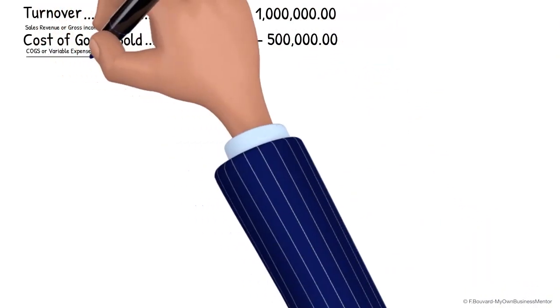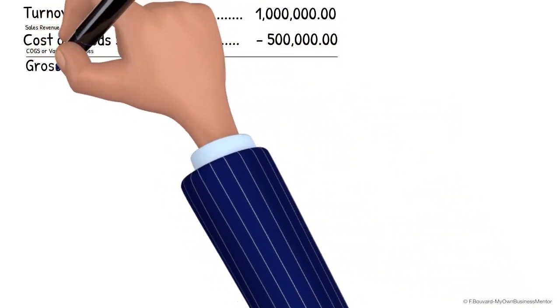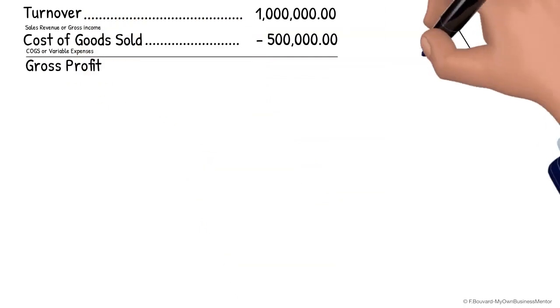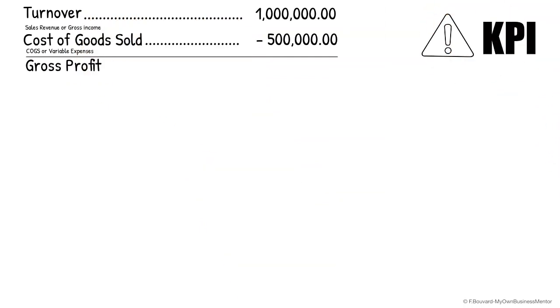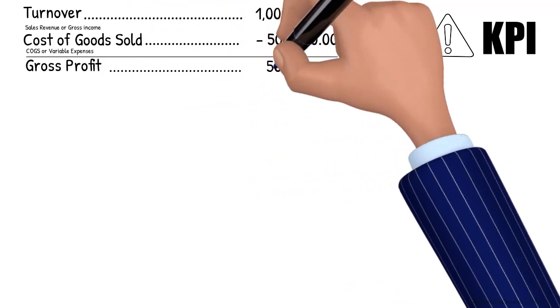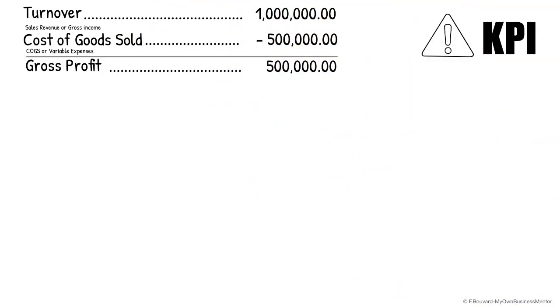Subtracting the cost of goods sold from the turnover gives us the gross profit. The gross profit is a key performance indicator of how efficiently a company is producing and selling its products or services. It tells us how much money is left after covering the direct costs of production. The gross profit is our first major milestone. In this case, the gross profit is $500,000, which represents 50% of the turnover.